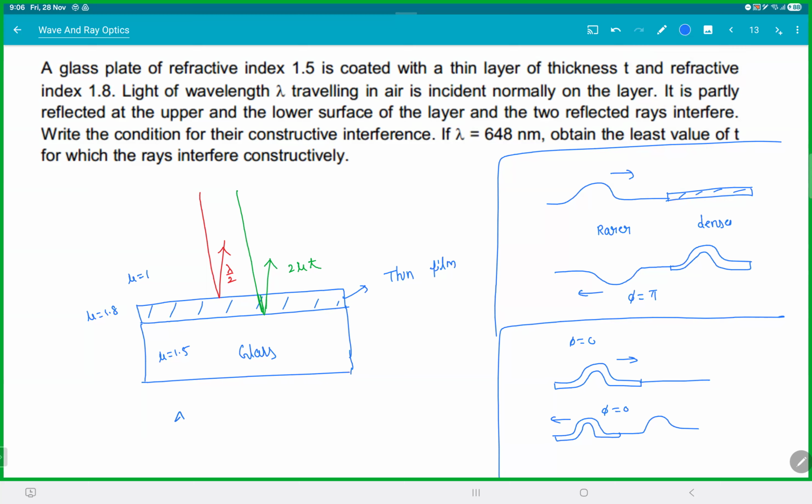So the path difference delta x will be, the green one is traveling 2 mu t, this one is traveling lambda by 2. You want to see constructive interference, so set it equal to n lambda. From here you'll get the value of t. Clear? Easy to solve. You should know what you're doing. It will not take much time though.